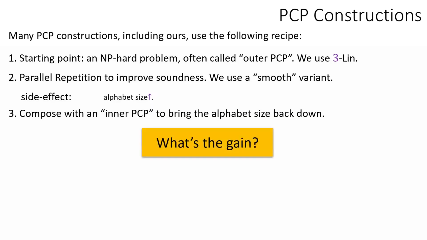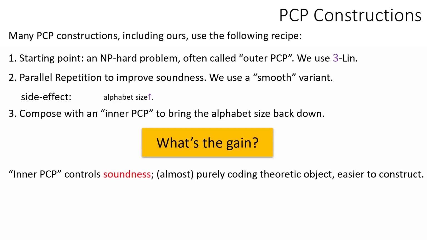So what's the gain? We increased the alphabet, we decreased it, so what's the point? The point is that when you increased the alphabet size, the soundness improved. And when you composed with the inner PCP, the alphabet size went down. So now you need to study the question of what happens to the soundness. At a very high level, the soundness is inherited from the inner PCP.